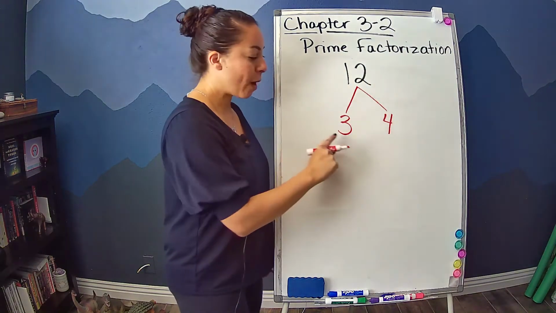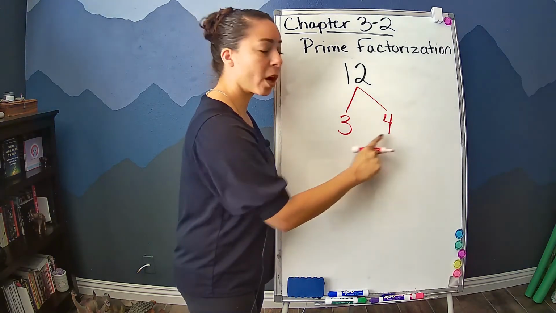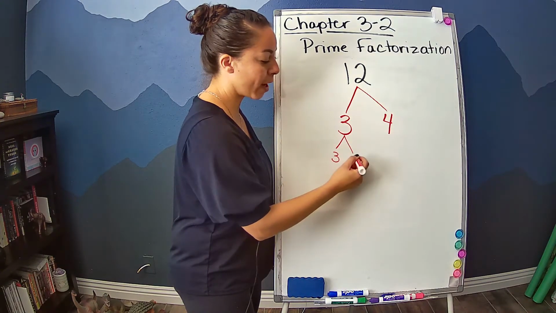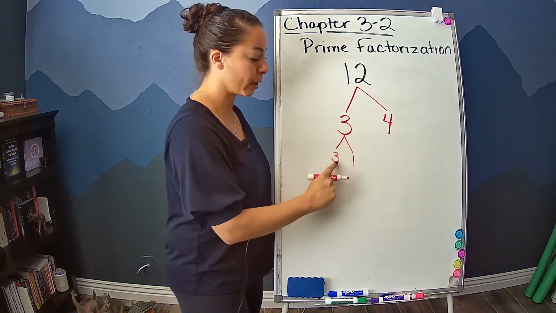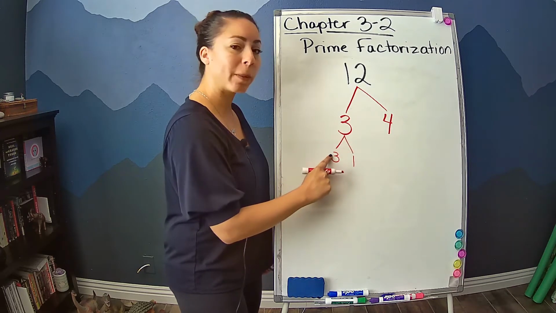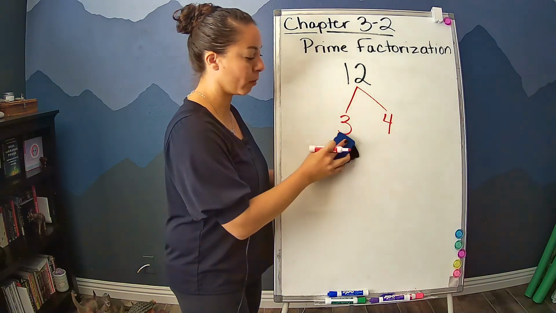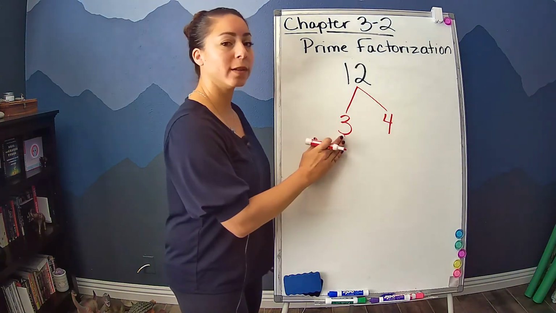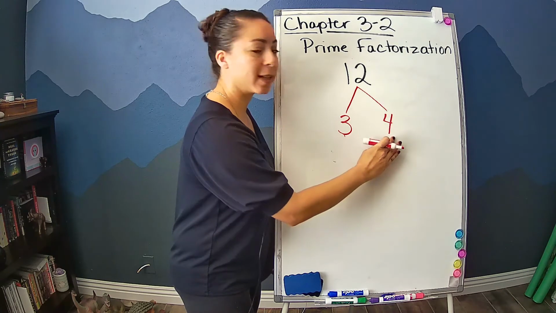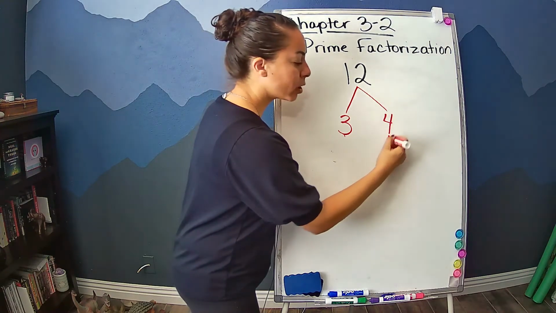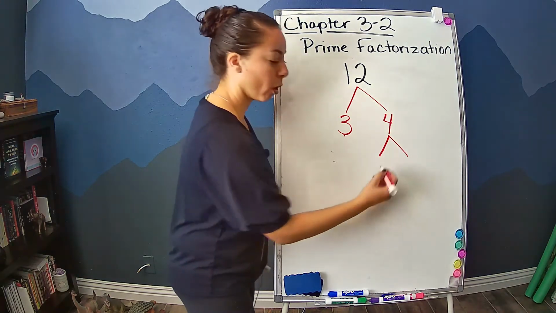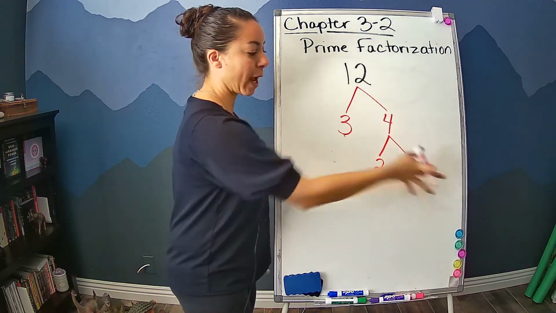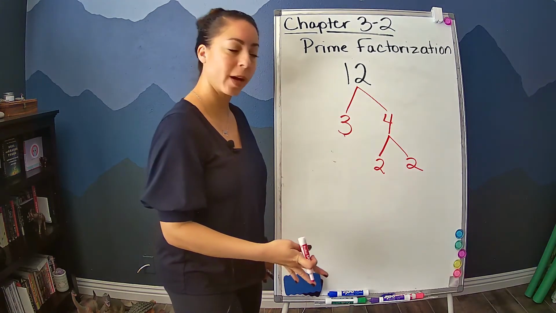Now, you have to double check your numbers. We are not done because 3 is a prime number. If I find two numbers to multiply to make 3, it's just going to be 3 times 1. I'm repeating myself, so I don't need to do that anymore. Once you have a prime number, you are done. 4 is not a prime number. What two numbers multiply to make 4? 2 times 2. Do you see how it starts to branch out further? It does, right?